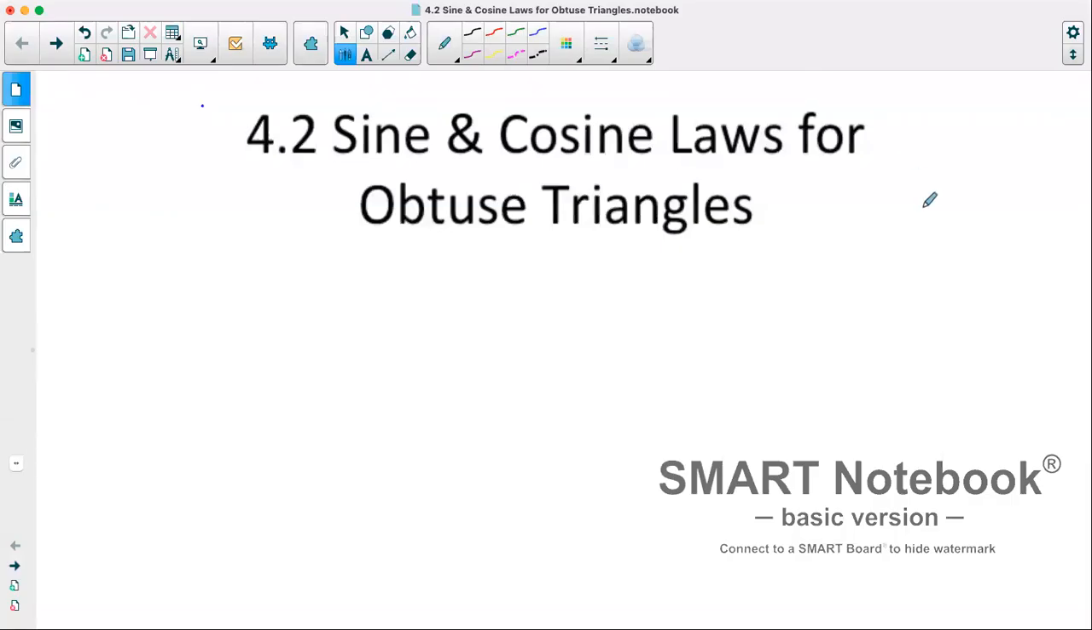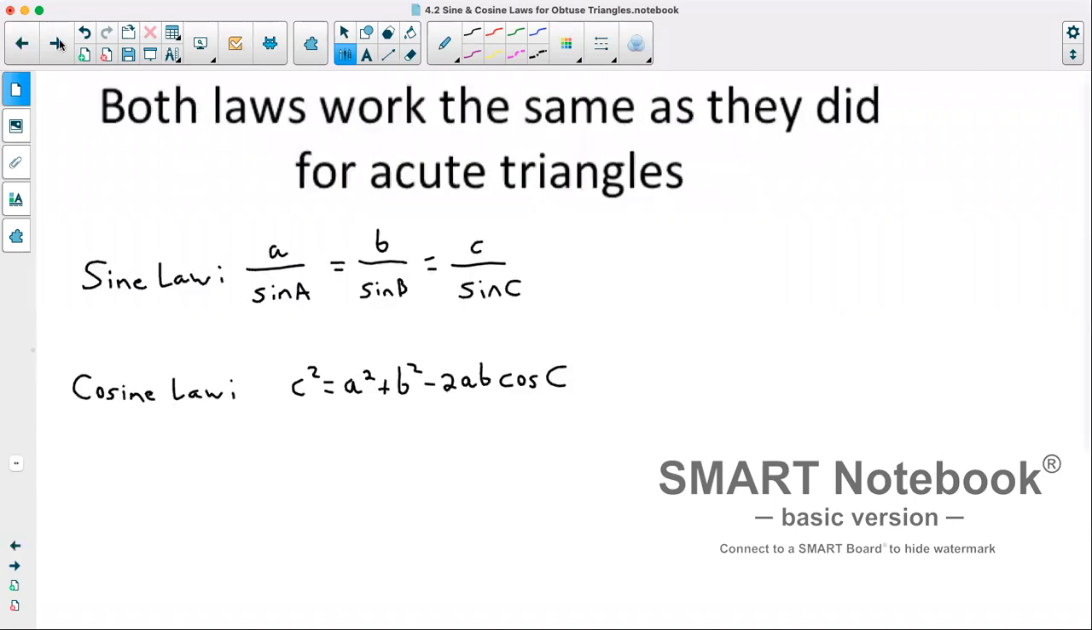Hi, today we are looking at section 4.2, which deals with sine and cosine laws for obtuse triangles. Now, essentially, both laws work the same way as they did for acute triangles.